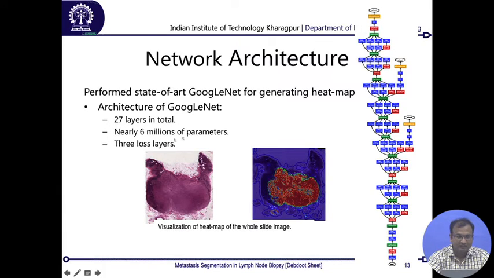This network approximately has 6 million parameters to be tuned, and finally what you get out of this network is what they show as a heat map. So this is the probability map of a region belonging to metastasis. Typically, if this is what you give and then train it, then on a particular test sample you would see a heat map coming out. This is the probability that those particular patches belong to a metastatic region.